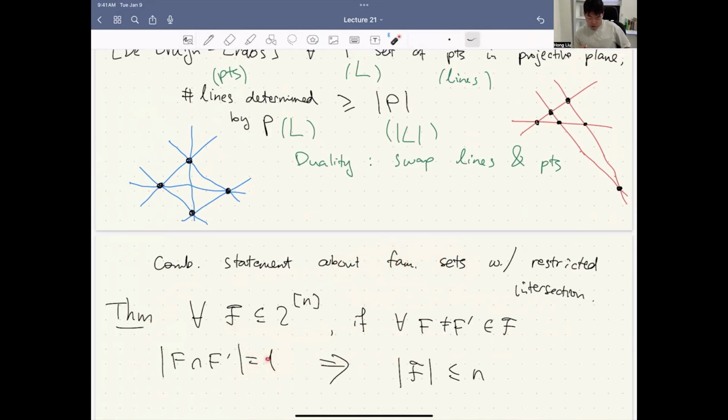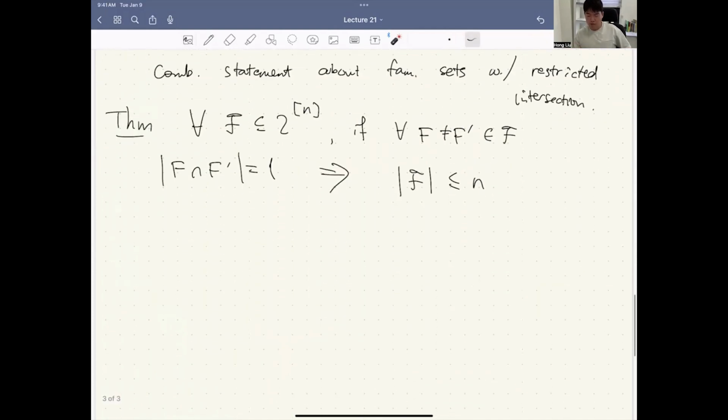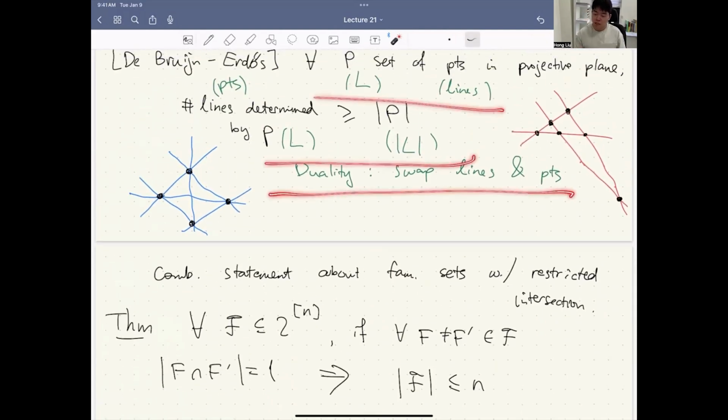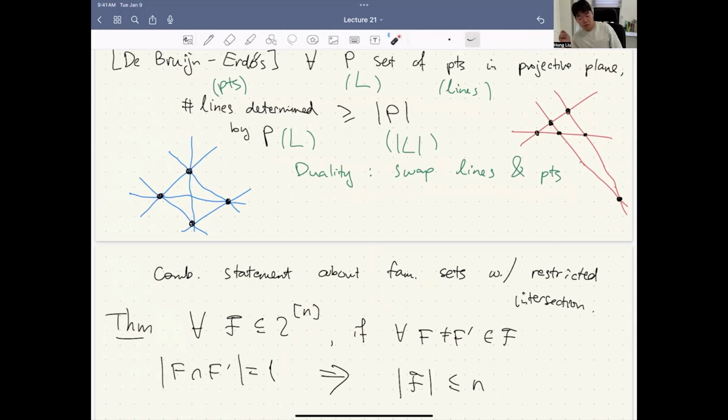So now we require exactly 1 intersection. It drops quite a lot. Let's see how we prove this. Well, let's first see how it implies the dual statement, which is equivalent to the original statement.